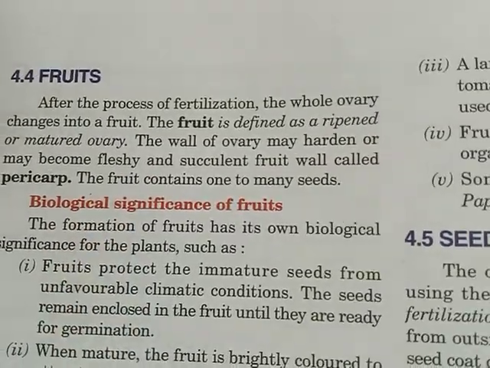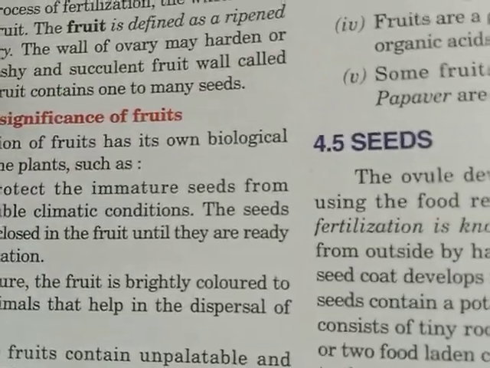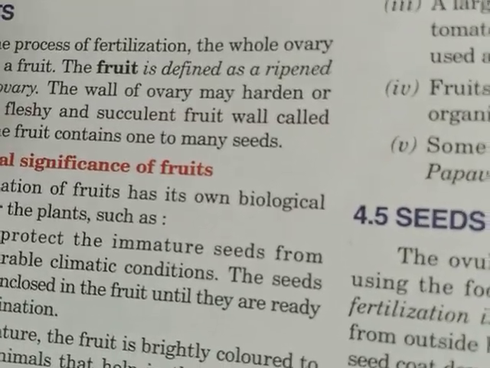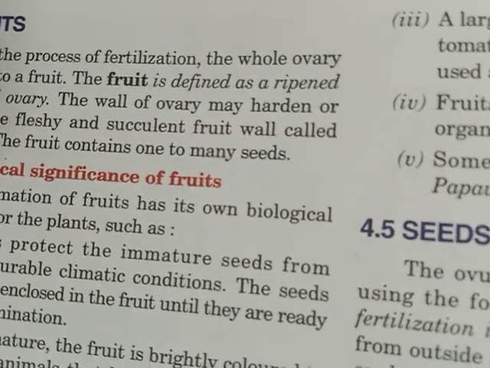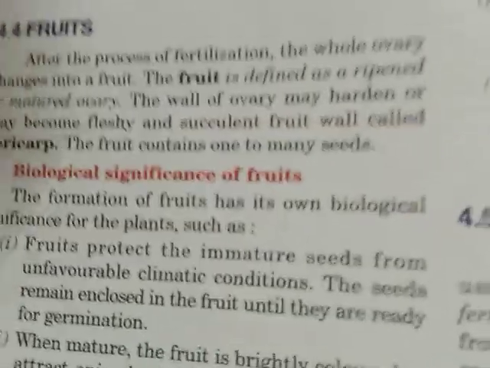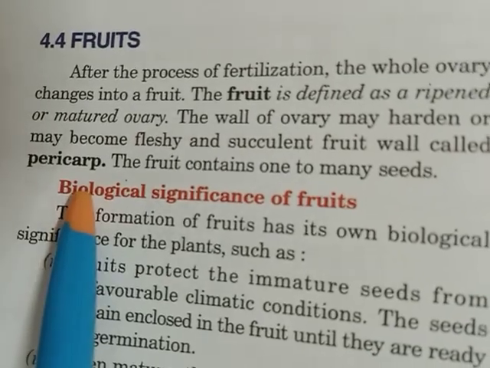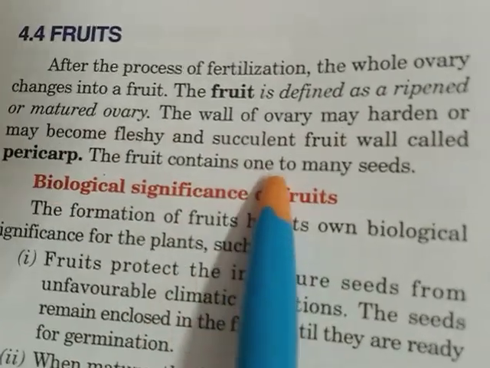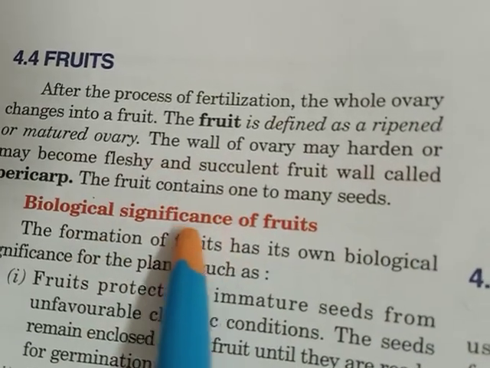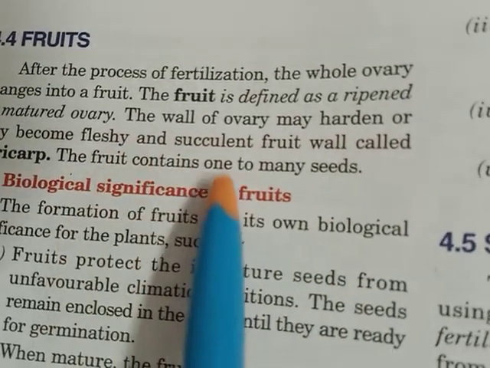We have seen, children, the fate of the parts after fertilization. The wall of the ovary sometimes becomes hard, or it becomes fleshy and succulent and forms the fruit wall, which is also known as the pericarp. The fruit contains one to many seeds. So after fertilization, fruits are formed.